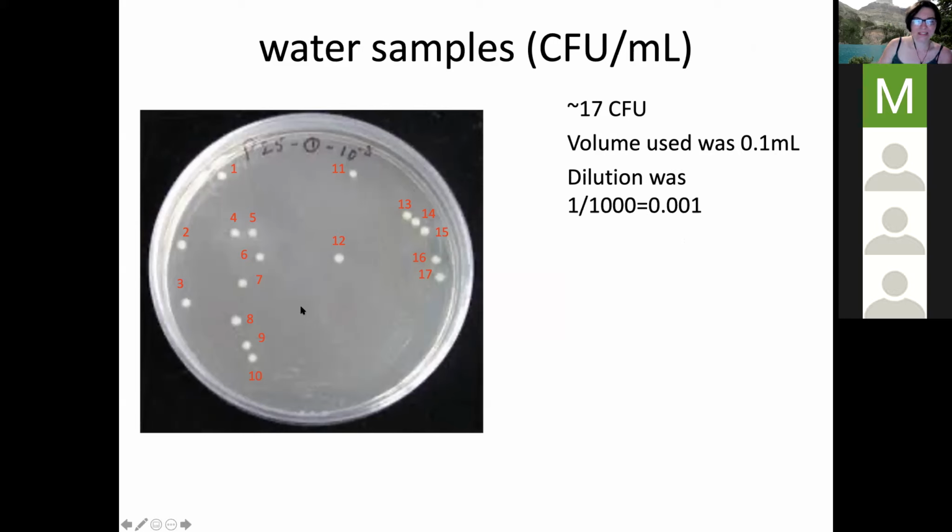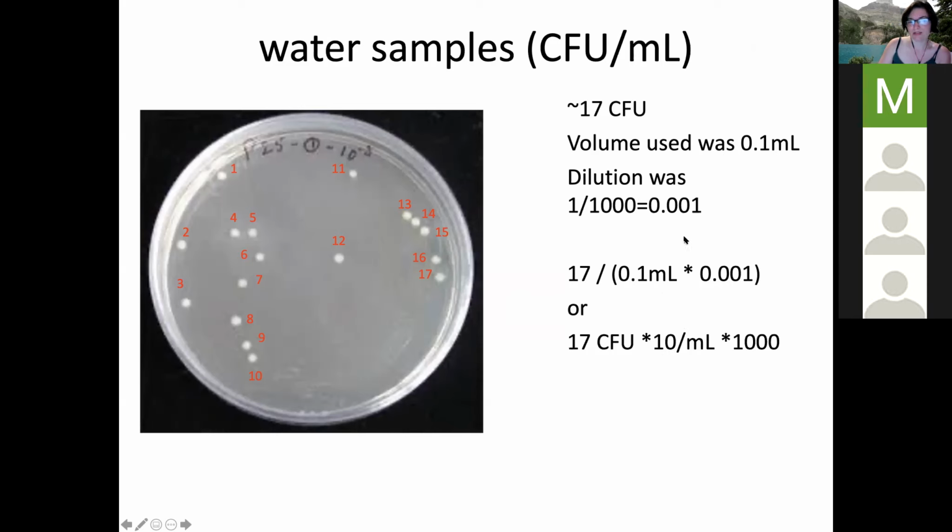So this is the original one, right? Where we got 17 CFUs on this plate when we took 0.1 mils of a 1 in 1,000 dilution. So we have to divide by the product of the fractions. We either divide by the volume times the dilution, or we multiply by 10 because we took 1/10 of a mil, and multiply by 1,000 because our dilution is 1,000-fold. Either way, we get 170,000 CFUs per mil.